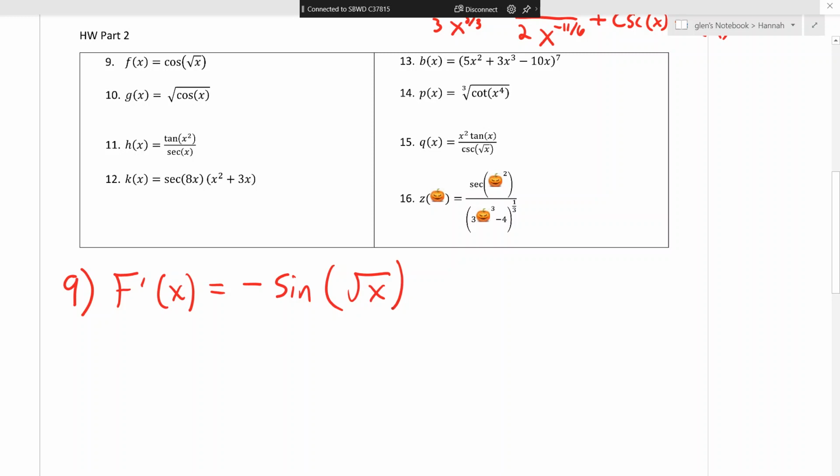Okay? And then we're going to pretend like that cosine wasn't there, goodbye cosine, and derive what's left over, the root x. And we're going to multiply that. We chain it on to the end. 1 over 2 root x.